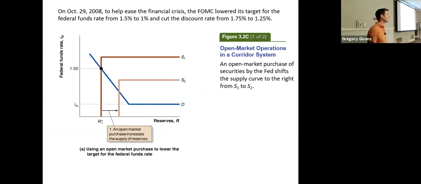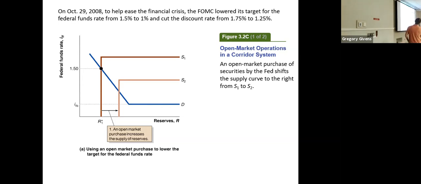These would be the kind of examples you might see on a future lab assignment or on an exam, where I would describe a scenario to you and you would have to model how the Fed would actually change its target for the federal funds rate within a corridor system. So let's go through some of these examples together. And in doing this, I'd like to give you a chance to explain exactly what's going on here. So let me set up the first one for you.